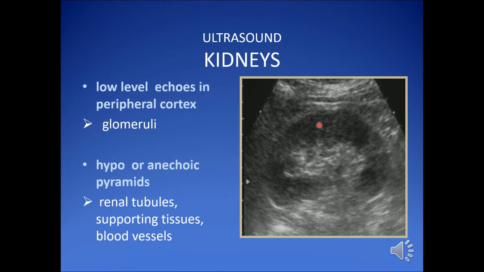And then this is the peripheral cortex with low-level echoes representing the glomeruli. And then for the pyramids here, the dark one, it is hypo or anechoic because of the presence of renal tubules, supporting tissues, and blood vessels. So the renal pyramids in children actually are more prominent as compared with that in adults.